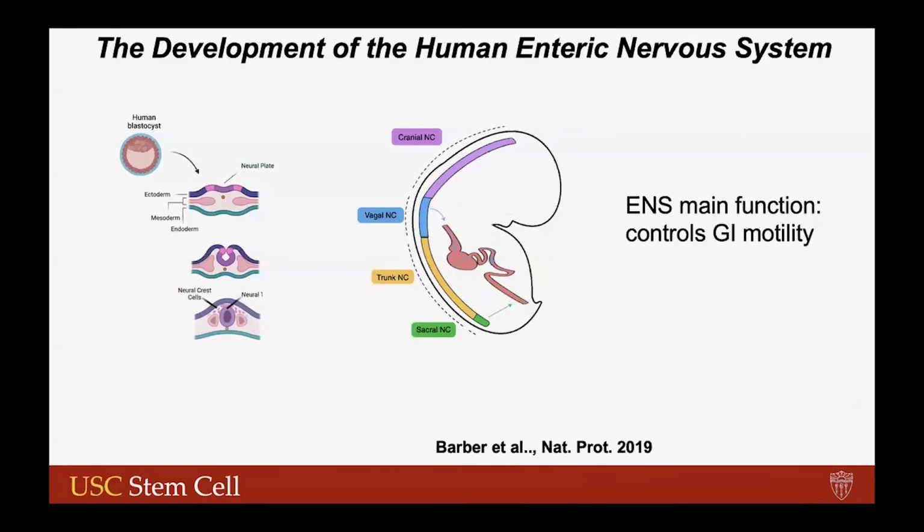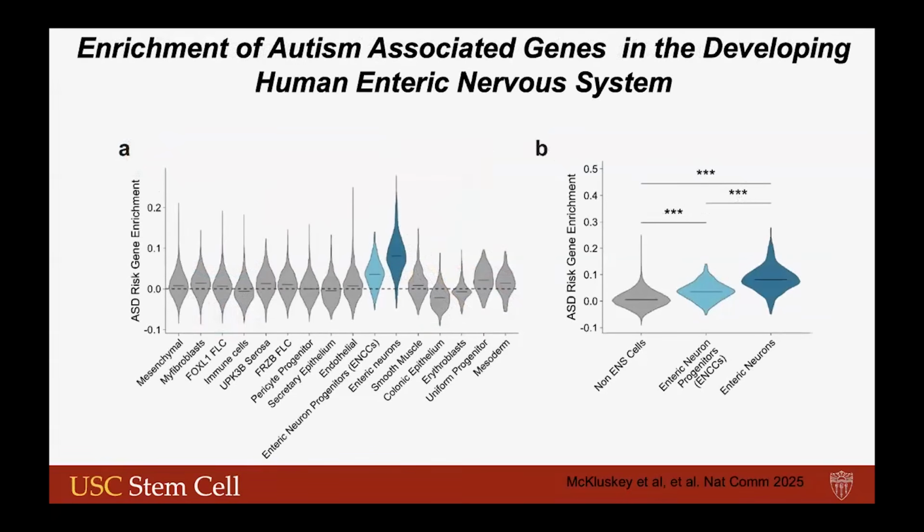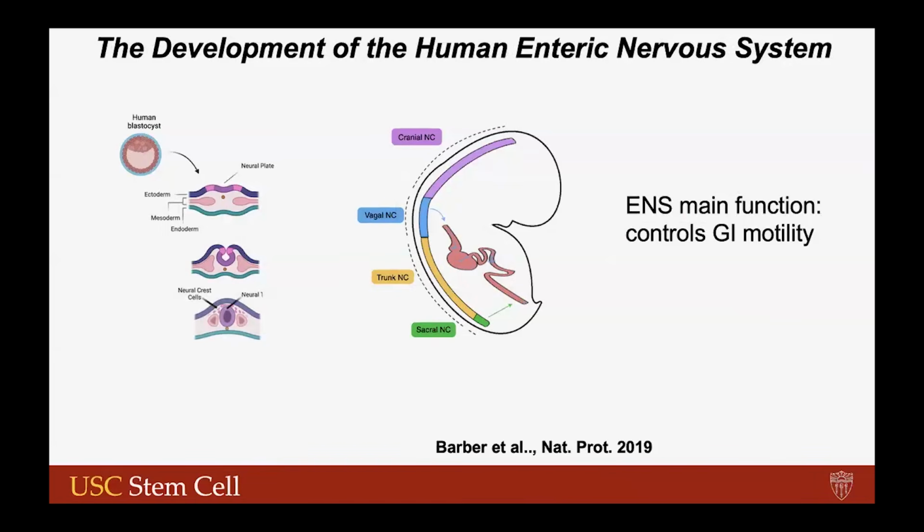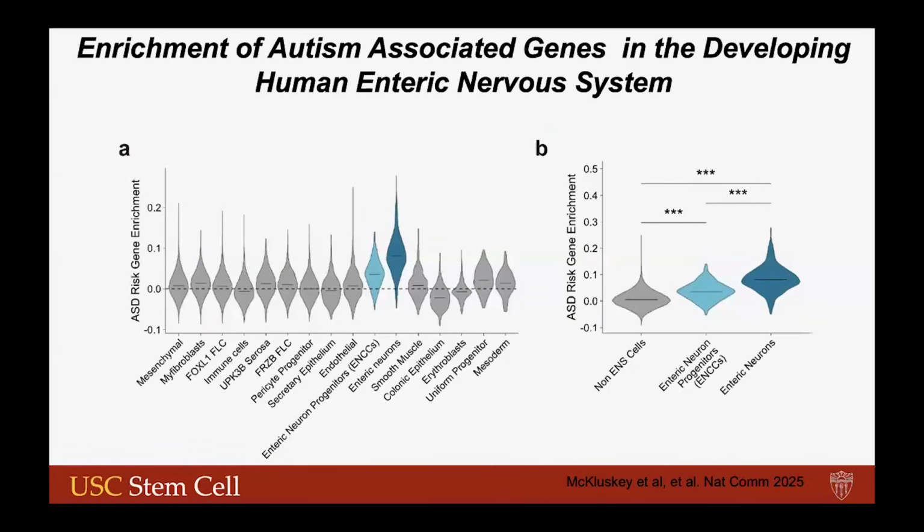The enteric neurons come from the neural crest developmentally. So they come mostly from the vagal neural crest, and some of these also come from the sacral neural crest. And so Marcella became very interested in understanding a bit more about these cells. We also found that indeed these autism risk genes are found not only in adult intestinal neurons, but also in fetal enteric neurons.